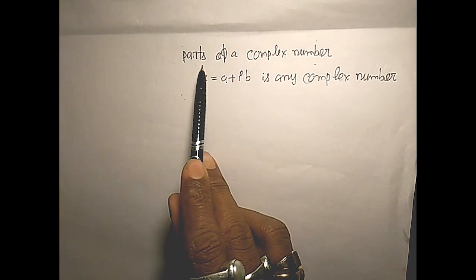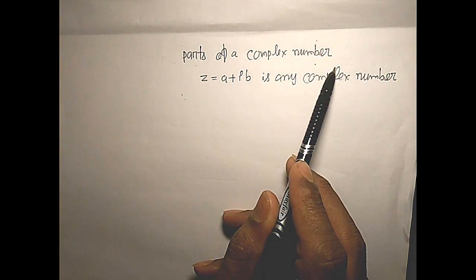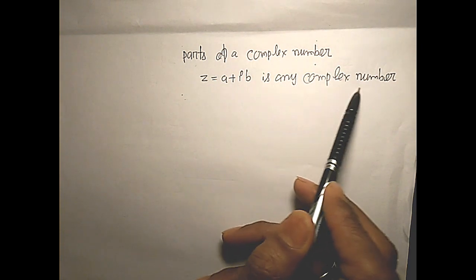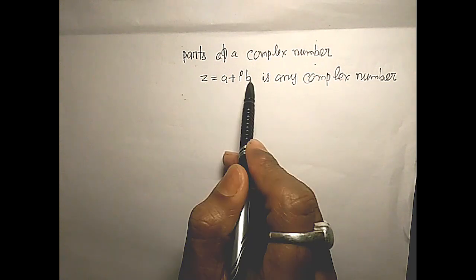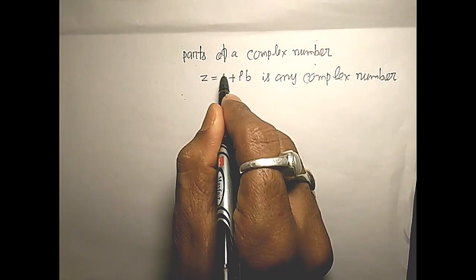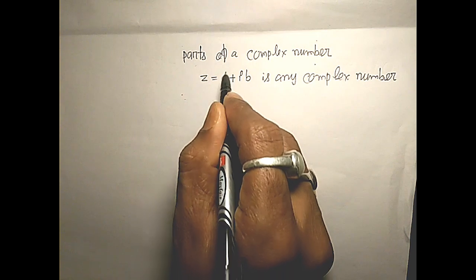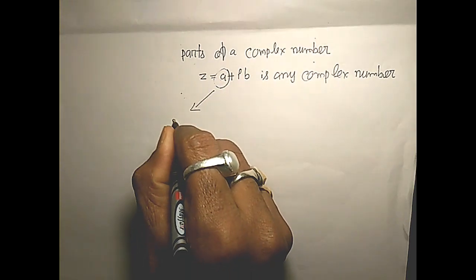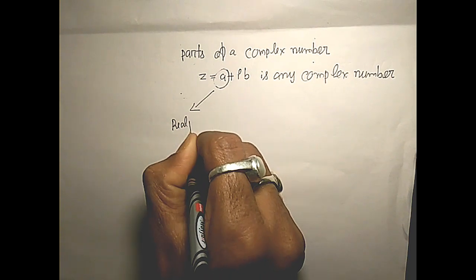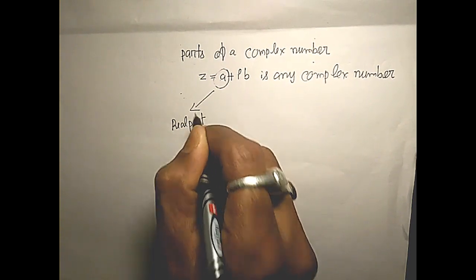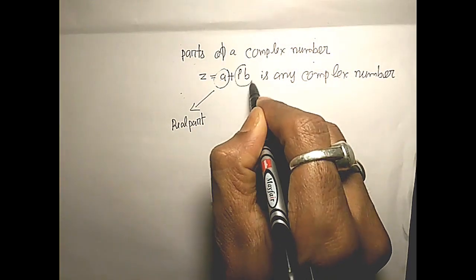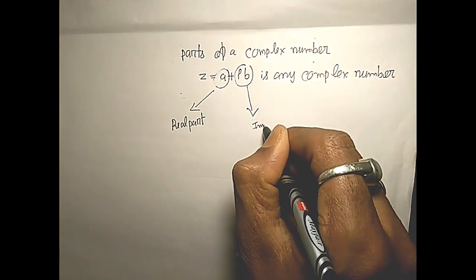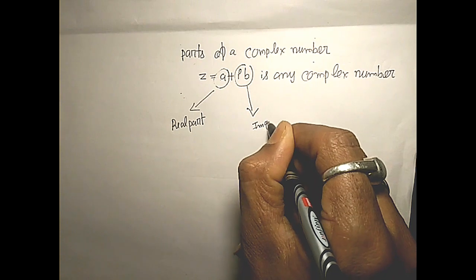So let us discuss the parts of a complex number. Let z equals a plus ib be any complex number. Basically z represents a complex number. Here a is known as the real part and b is the imaginary part.